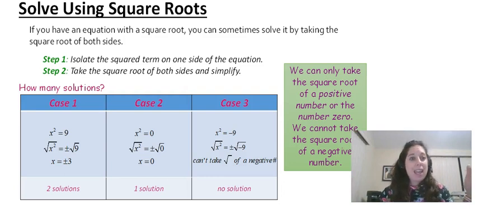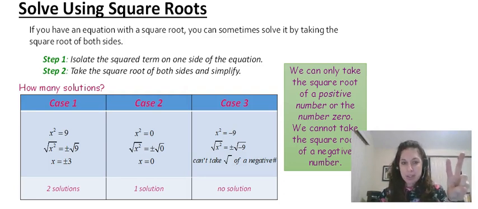So again, there's three types of solutions we can get. We can get two solutions where we have two answers, we can get one solution, or we can get no solution. So same as graphing, there's three types of solutions we can get. When we are solving, we're going to isolate the squared term on one side of the equation. So we're going to get that x squared term all by itself.